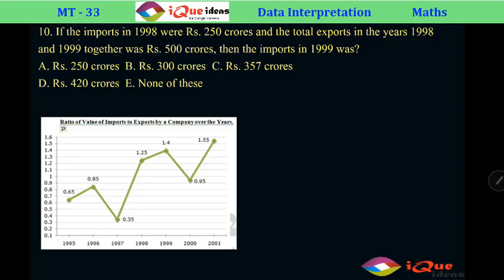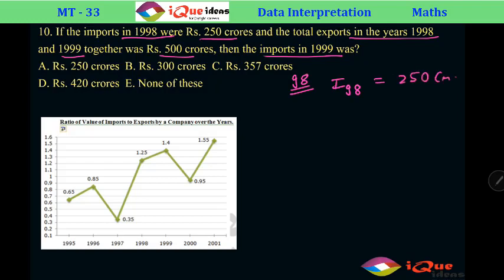Now this one, the 10th question, says if the imports in 98 were 250 crores and the total exports in years 98 and 99 together were 500 crores, then the import in 99 was. So first let's talk about 98. In 98, it is given that import of 98 is equal to 250 crores. Now in 98, the ratio of import to export is 1.25. So import of 98 to export of 98 is equal to 1.25.